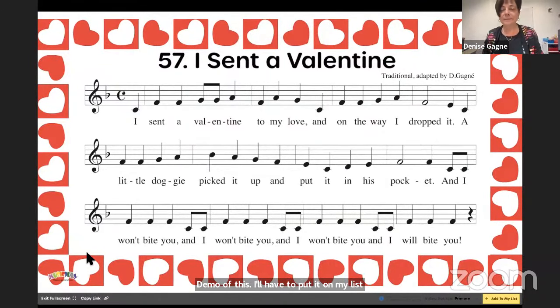I sent a Valentine to my love, and on the way I dropped it. A little doggy picked it up and put it in his pocket. I won't bite you, and I will bite you.